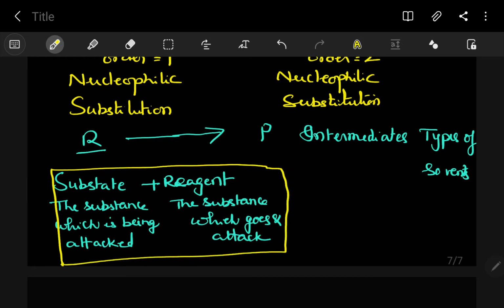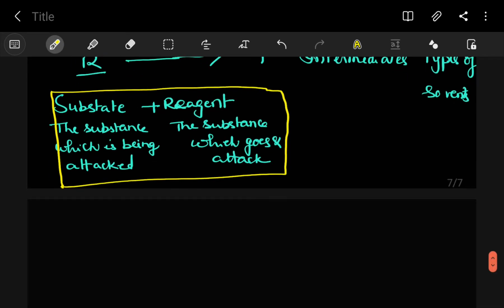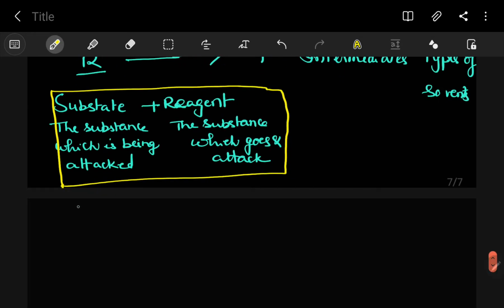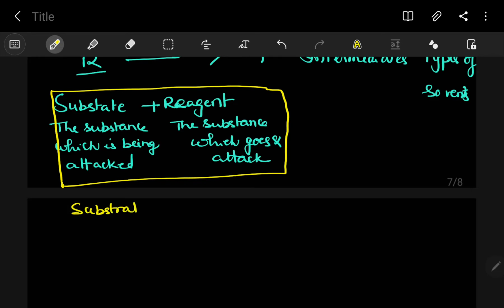And next, what is the substrate in nucleophilic substitution reactions? The substrates are the alkyl halides, and then haloarenes also. Haloarenes means haloalkenes and haloarenes. These are the substrates.